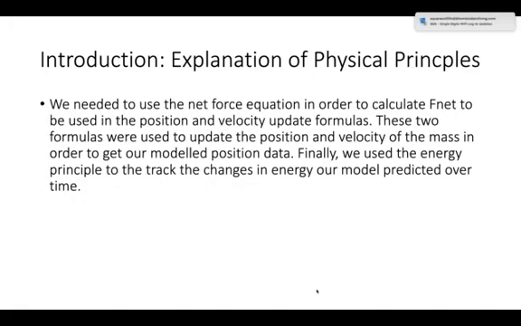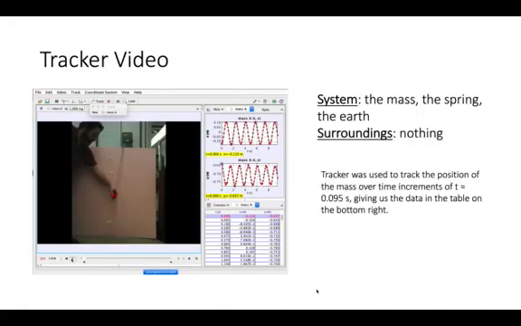We needed to use the net force equation in order to calculate F net to be used in the position and velocity update formulas. These two formulas were used to update the position and velocity of the mass in order to get our model position data. Finally, we used the energy principle to track the changes in energy our model predicted over time. Here is our Tracker video.